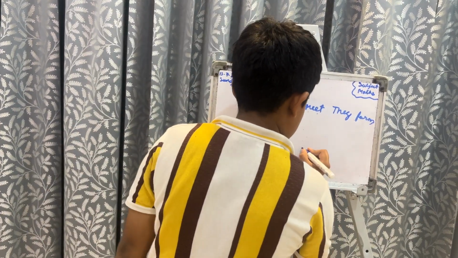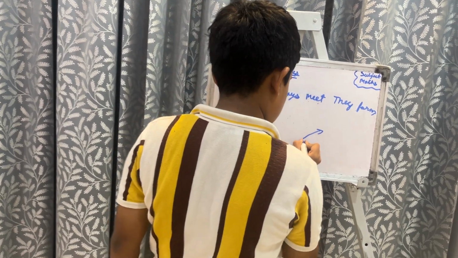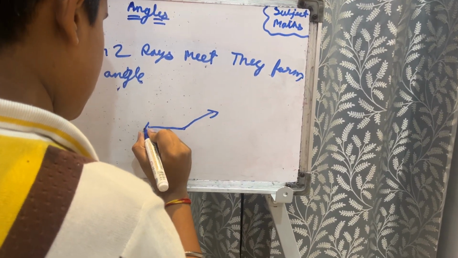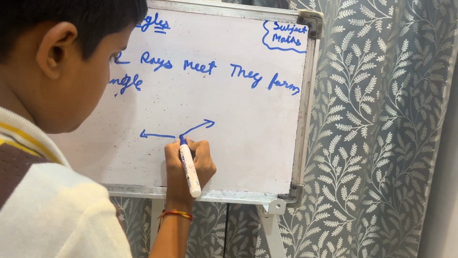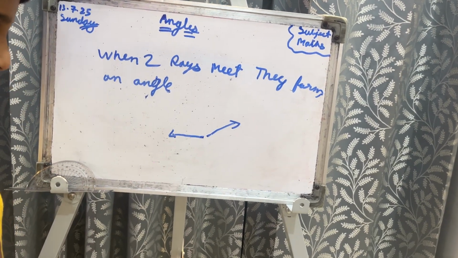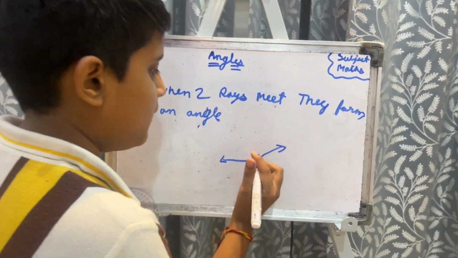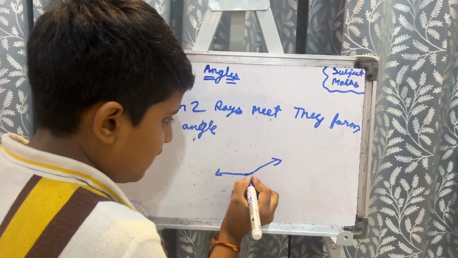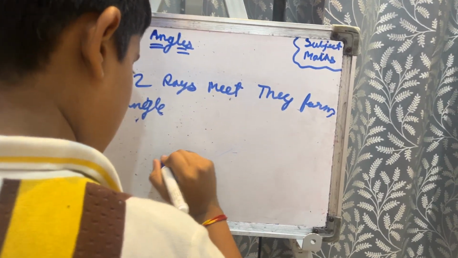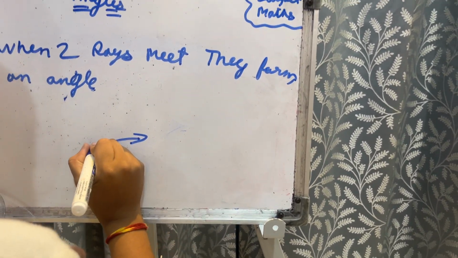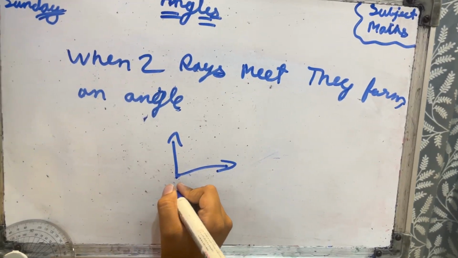So what are rays? One ray, two rays. These are not joining at each other. They are different, so they are not an angle. If they are joining at a single point like this, this point is called the vertex.